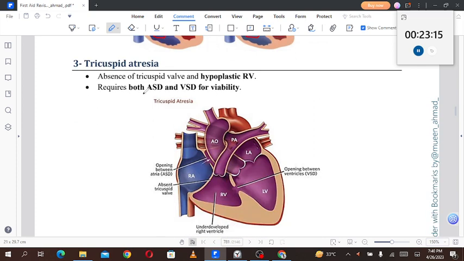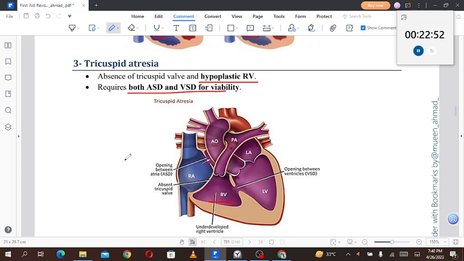Okay, tricuspid atresia. Absence of tricuspid valve and hypoplastic right ventricle. So we will have a hypoplastic right ventricle, and there will be total absence of the valve. Here you can see that this is a slit that is separating the right atrium from the right ventricle, and there is no opening in that slit, so that is why it is tricuspid atresia. It requires both ASD and VSD for viability.